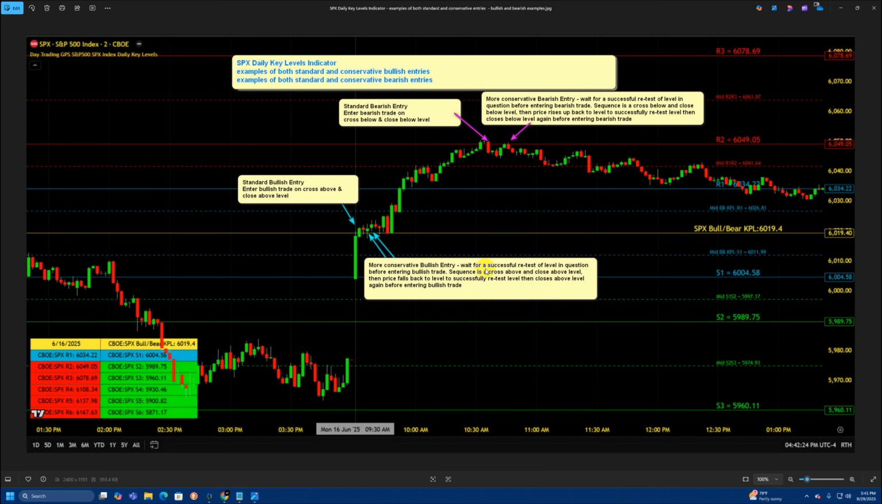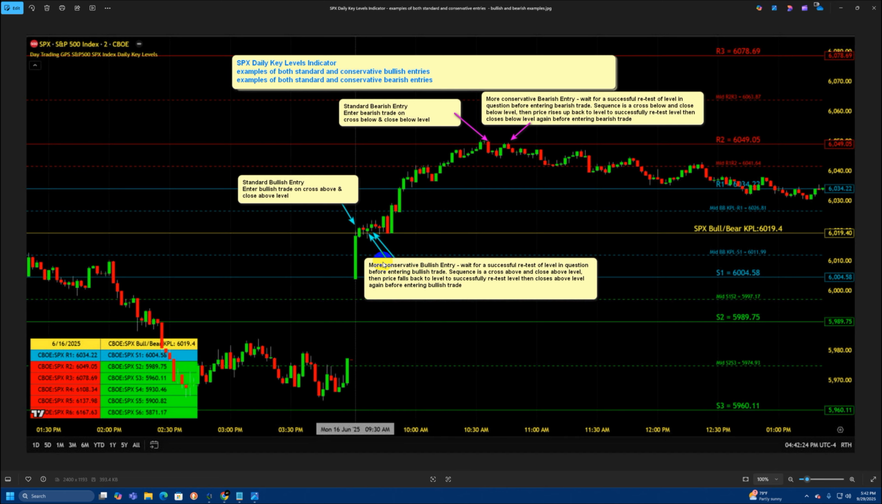On this more conservative option, the sequence is you have a cross above and close above the level, which we have here, followed by price falling back to test the same level, successfully, meaning it's coming back down, it's not closing below the level, it's successfully retesting the level and closing above the level. So it's cross above, close above, fall back to retest, close again above that level. That is your conservative bullish entry that requires a retest.